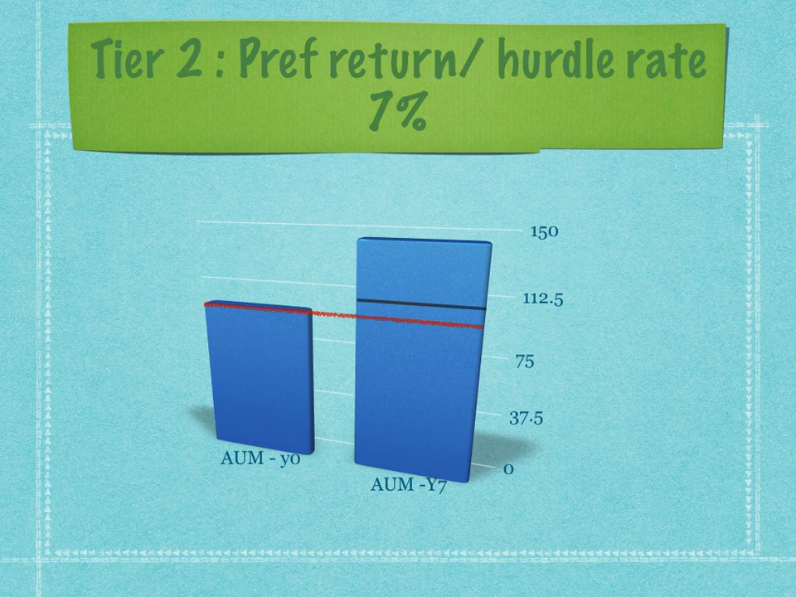Second case, how do we calculate the pref? Let's say the hurdle rate is 7%. The AUM in year 0 is 100 million. The AUM in year 7 is 145 million. The pref is 7%, so this black line, which is about 107, also belongs to the LP, that is paid to the LP. So now we understand the way the waterfall impact is happening, right? The cascading effect is called the waterfall effect.